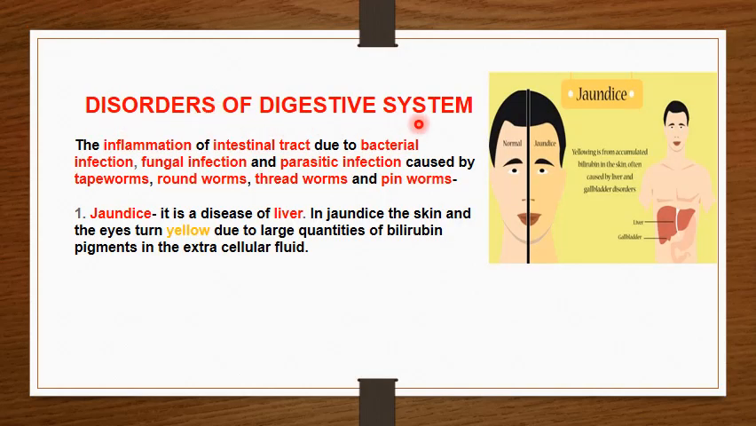Disorders of digestive system. The inflammation of intestinal tract due to bacterial infection, fungal infection, and parasitic infection caused by tapeworms, roundworms, threadworms, and pinworms. Number 1. Jaundice. It is a disease of liver. In jaundice, the skin and the eyes turn yellow due to large quantities of bilirubin pigments in the extracellular fluid.